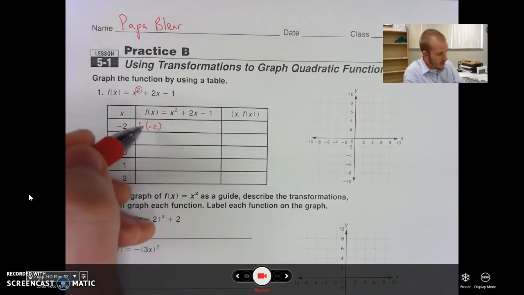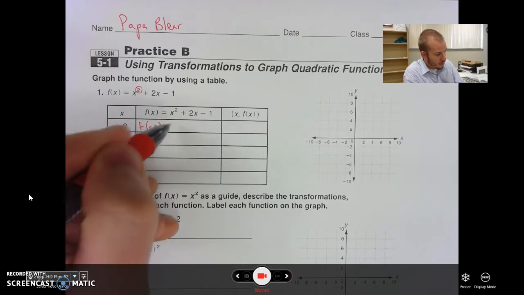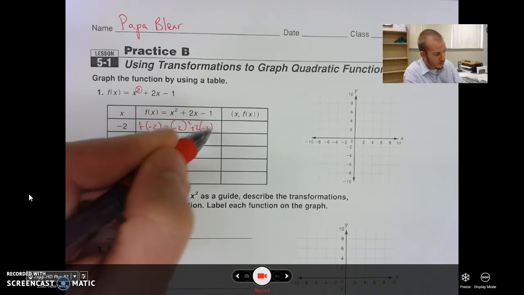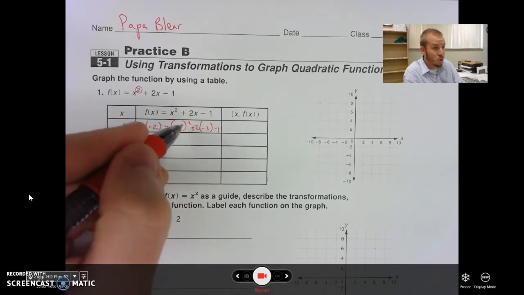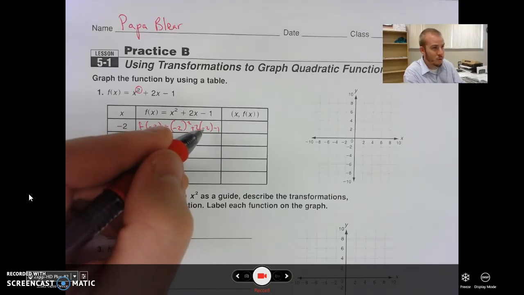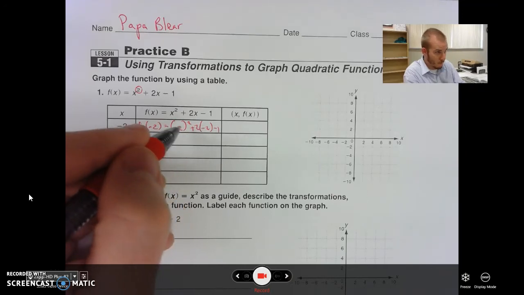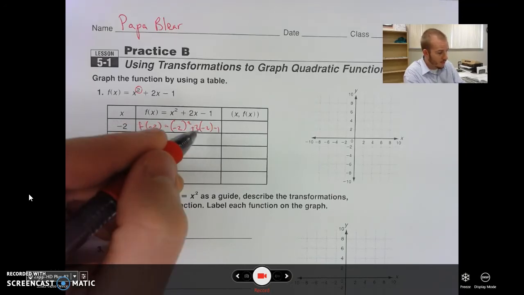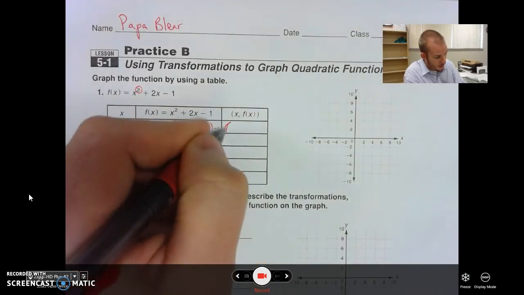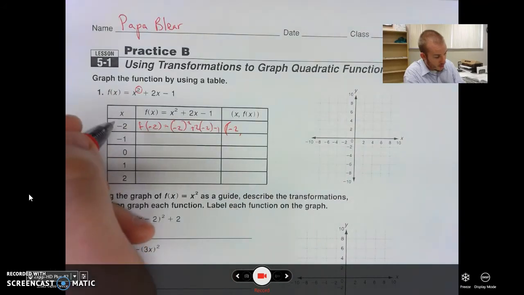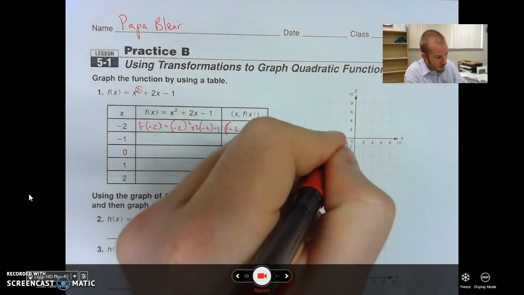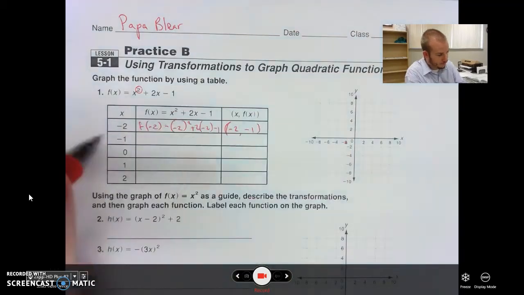So let's look at it. F of negative 2 is equal to negative 2 squared plus 2 times negative 2 minus 1. Negative 2 squared is 4, plus 2 times negative 2 is going to be minus 4. So 4 minus 4, that's 0, minus 1. So what is f of negative 2? It is negative 1. So negative 2 comma negative 1.